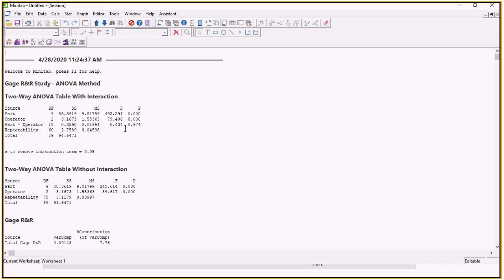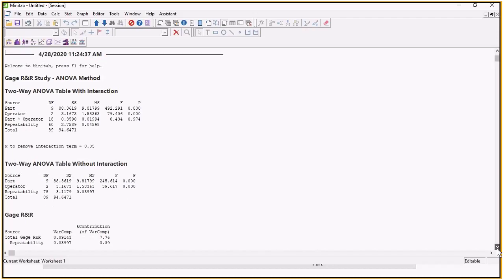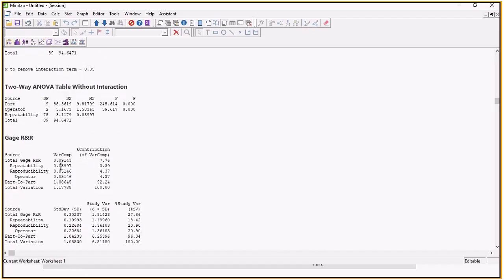Okay, so that's why it is being removed from the ANOVA table. And from the ANOVA table you can get your variation components, right? You can see the repeatability variation is coming from your mean square, and then we will have the reproducibility, which is coming from your operator variation component, and so on. So here you will get your percentage contribution number, which is 7.76.